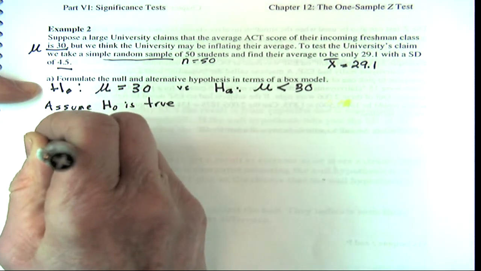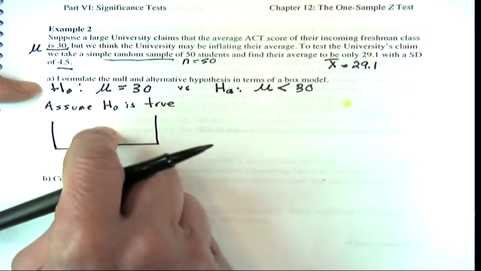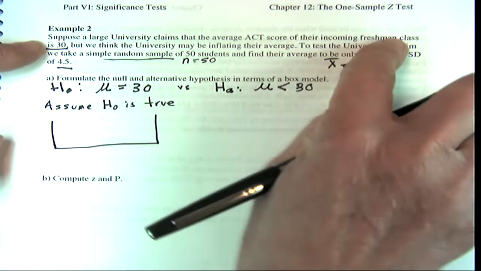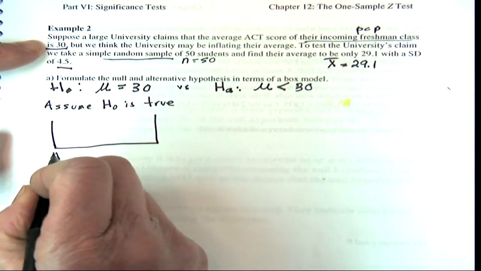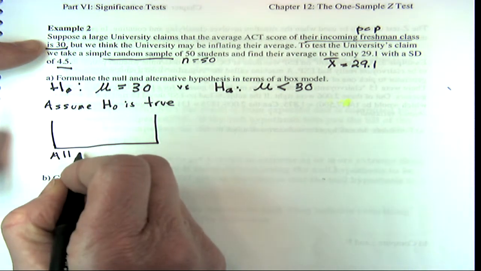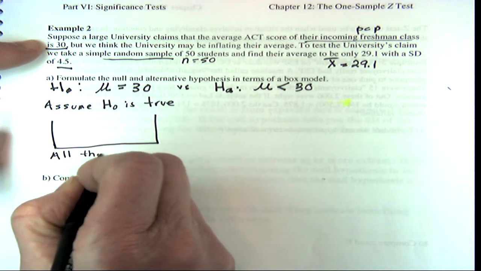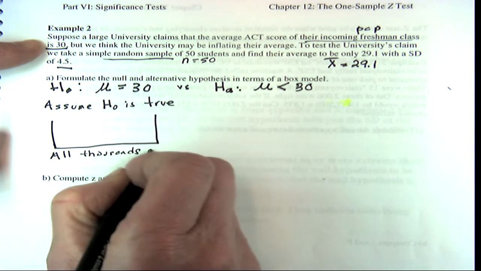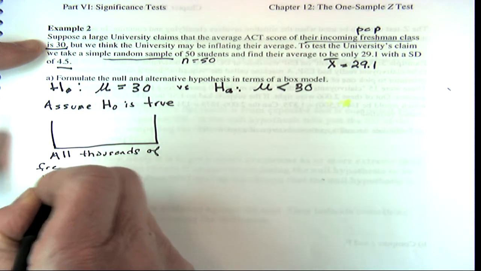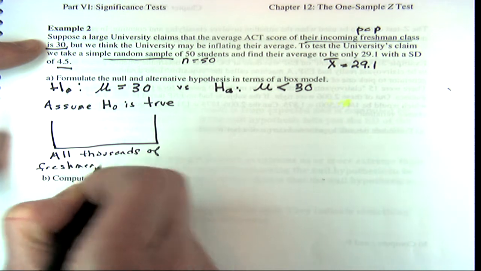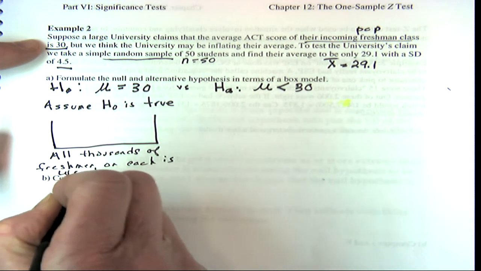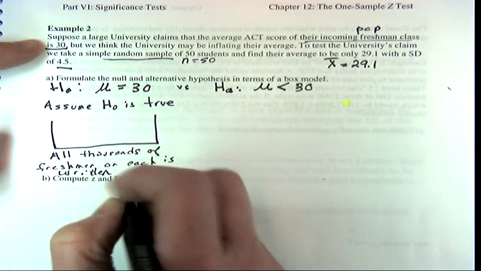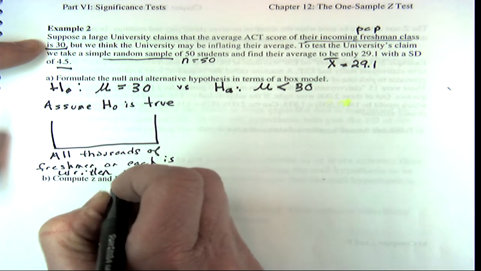So we got this box here. This represents all freshmen. This is the population, so it's going to be all freshmen, all thousands of freshmen. On each ticket is written an ACT score.